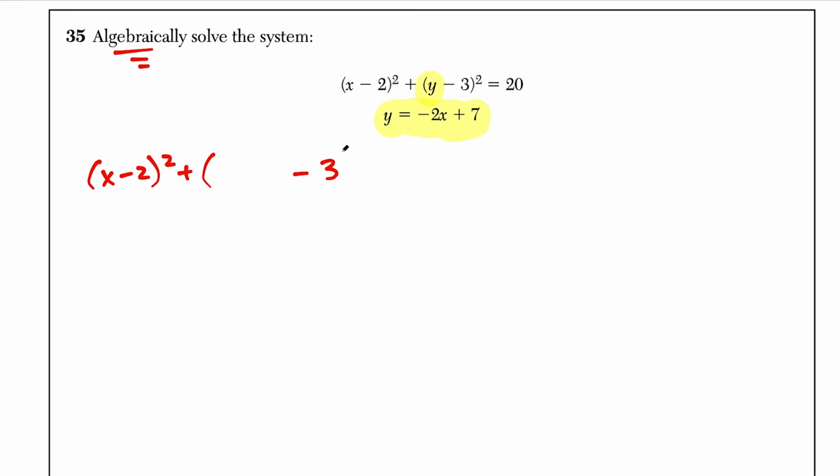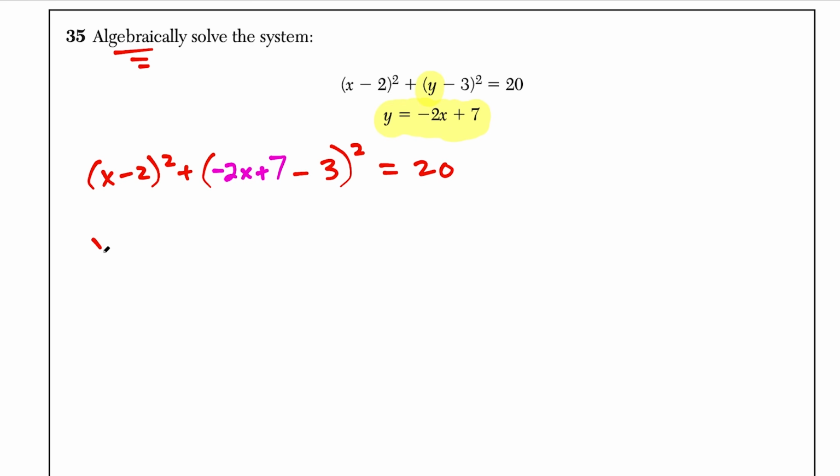So we have (x minus 3) squared inside the parentheses equals 20. And remember, we're going to do this by substitution. So we're going to replace y with negative 2x plus 7. So we have negative 2x plus 7. And now notice that our first equation is all in one variable. So now we could actually solve this thing.